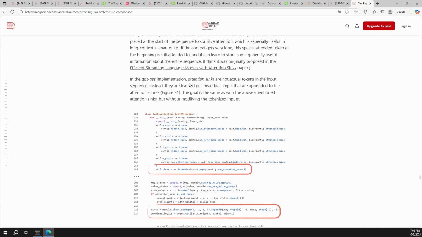So in the GPT-OSS implementation, attention sinks are not actual tokens in the input. Instead, they are learned per head bias logits that are appended to the attention scores. So basically, if you said I've got 100 tokens in my context, and we exponentiate all of them, and so we do all of those things, then the sum of all of those is what's in the denominator.